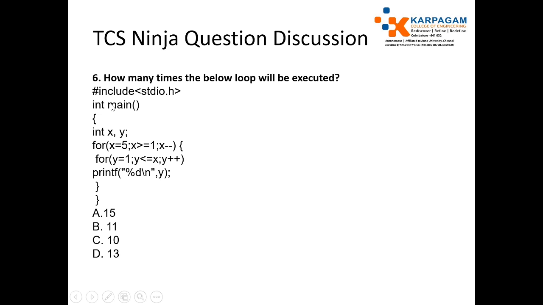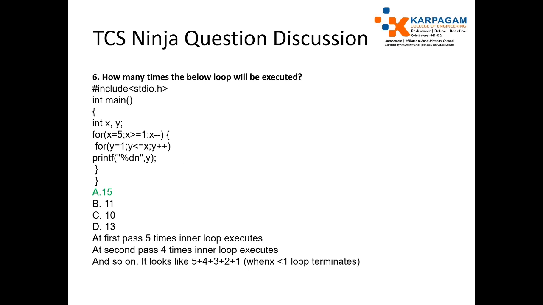Next, the outer loop variable will be decremented by 1. Now it is 4. 4 greater than or equal to 1, so it will enter the inner loop, and it will print the data 1 to 4. So the first time it executes 5 times, and the second time the printf statement will be executed 4 times. Third time it will be executed 3 times. Fourth time, 2 times. Fifth time, 1 time. Totally 15 times the loop will be executed.